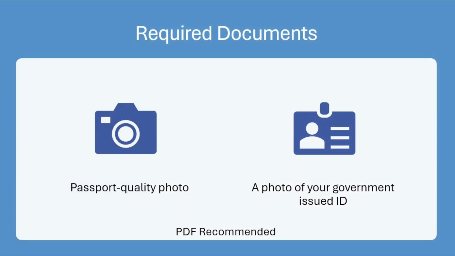As part of your agent card application, you'll need to have 2 items ready to upload. First, a photo of your government-issued ID. Second, a passport quality photo of yourself, which we'll cover next. We recommend uploading each document as a PDF, but we will also accept JPEG files or PNG files.